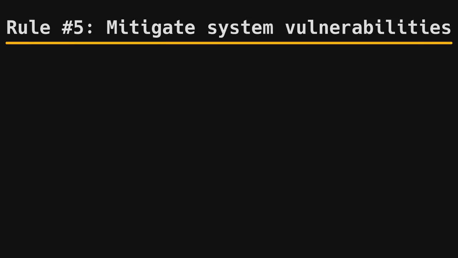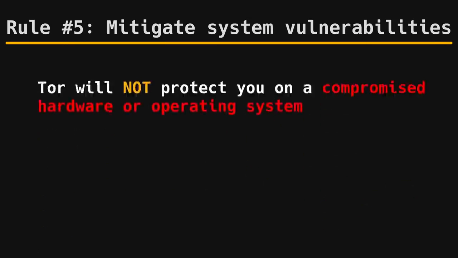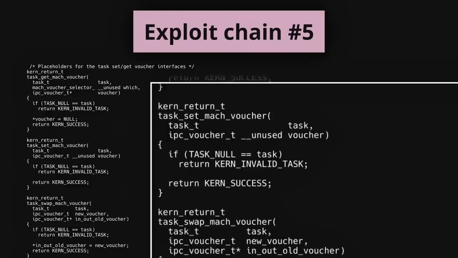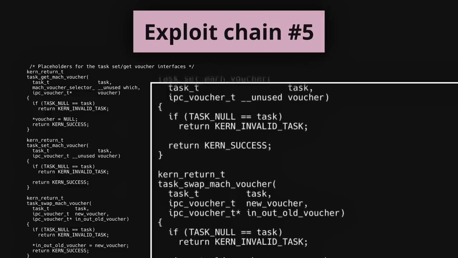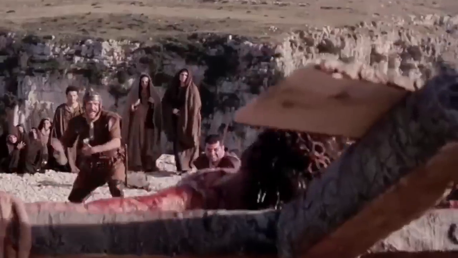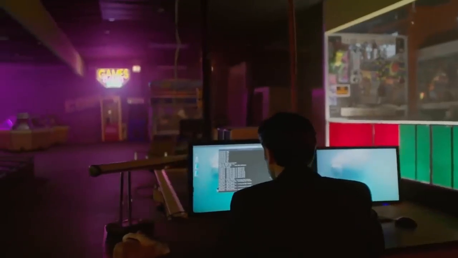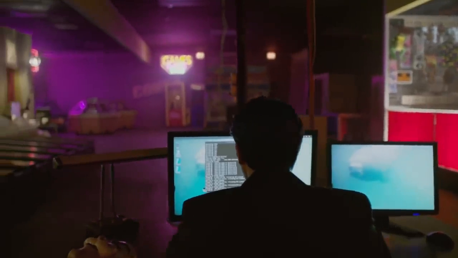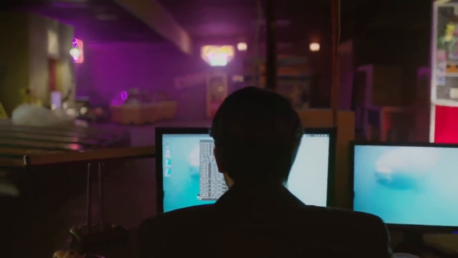Rule number 5. Tor is only as secure as your machine's hardware and operating system. It can't protect you if your device is already compromised. This is not a limitation of Tor. This is a limitation of being alive. If there is malware with root privileges or remote administration on your phone or laptop, then no tool can save you. It's your responsibility to make sure you are adjusting your security level based on the system you're using.